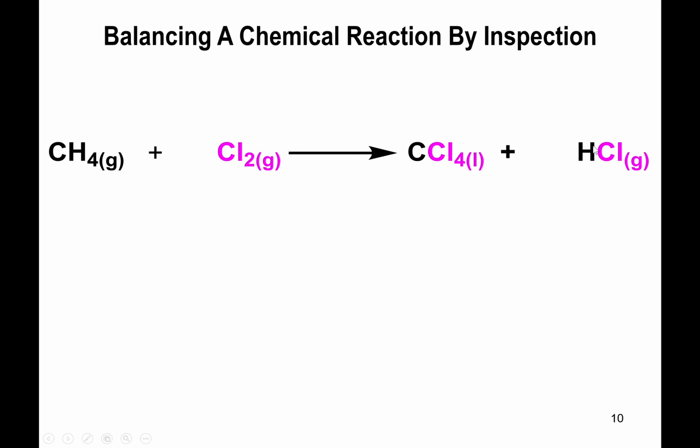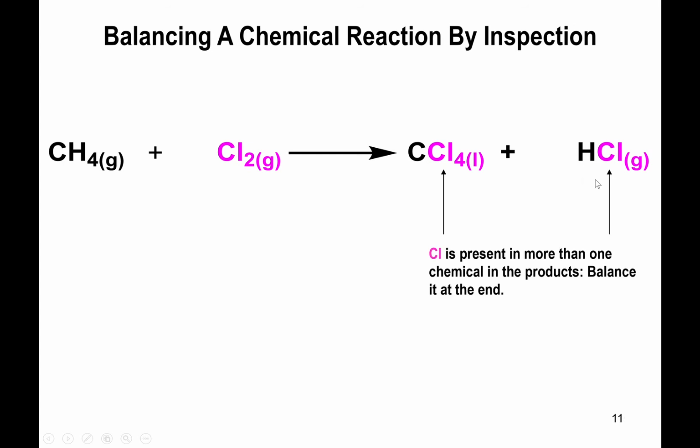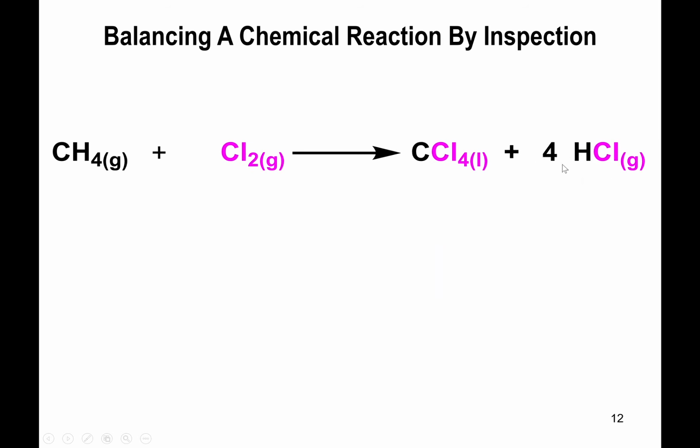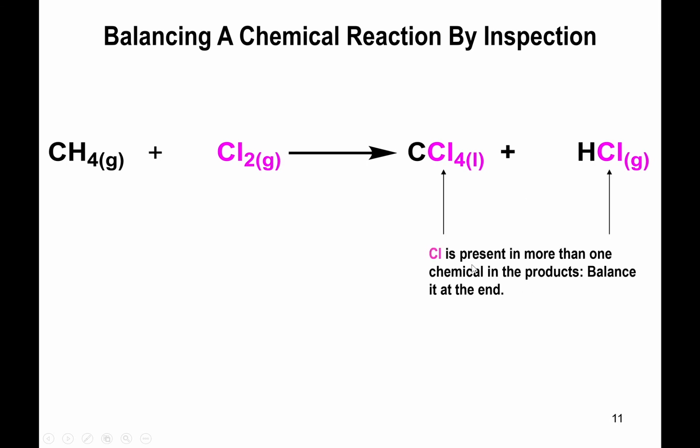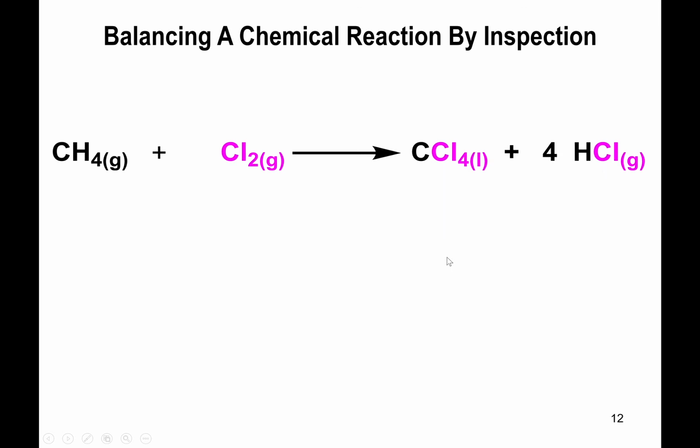We only have 1 hydrogen on the product. So what we're going to need to do is put the 4 in front of the hydrogen. Oh, and by the way, notice what I had right here. I'm saying that the Cl is going to be left until the very end because it's present in more than just one molecule per side. But anyway, we put the 4 in front of HCl, and that ensures that we now have 4 hydrogens.